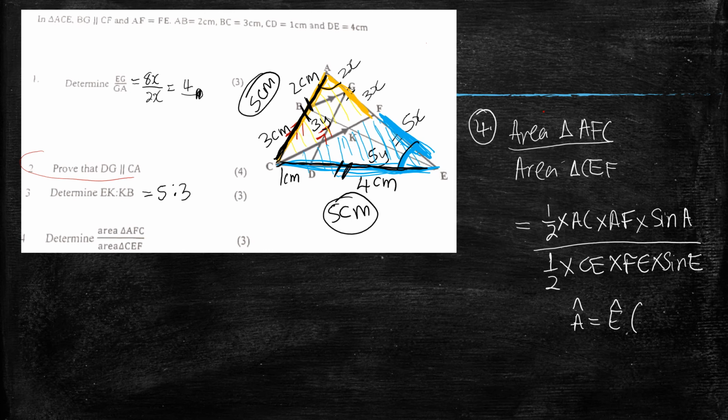Why? Because base angles of an isosceles triangle are equal. It's because we just saw that AC is equal to CE, which is equal to 5 centimeters. In a sense, the reason here will be what? Angles opposite equal sides. So that's our reason. Or someone can write base angles of isosceles triangle are equal.